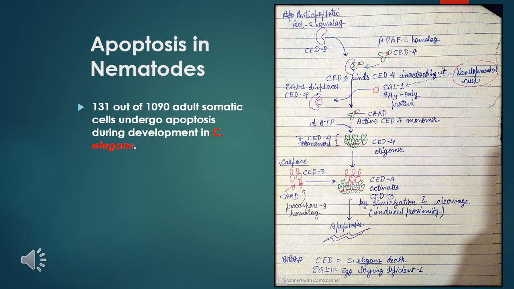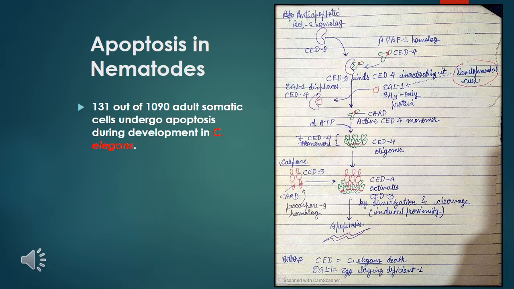Apoptosis was discovered in nematodes. It was first discovered in Caenorhabditis elegans, in which 131 out of 1090 adult somatic cells undergo apoptosis during development. This is a very precise and accurate process, and cells die predictably at a defined time and place in each worm, and this developmental cell death proceeds through apoptosis only. Apoptosis in nematode follows a simple pathway with similarities to the mitochondrial pathway of apoptosis in the vertebrates.